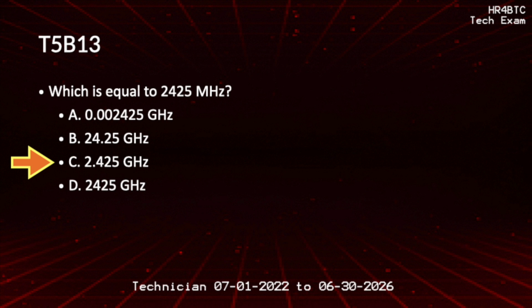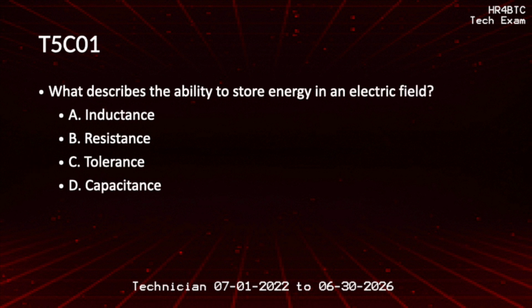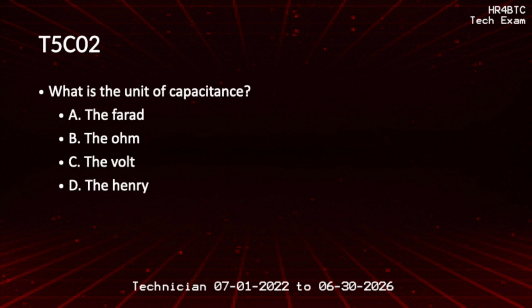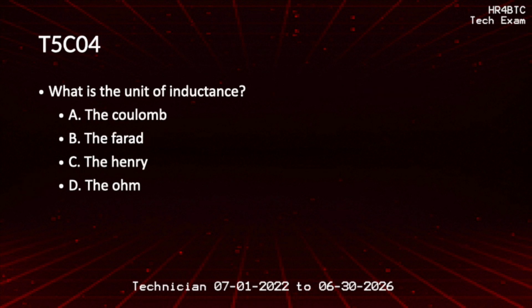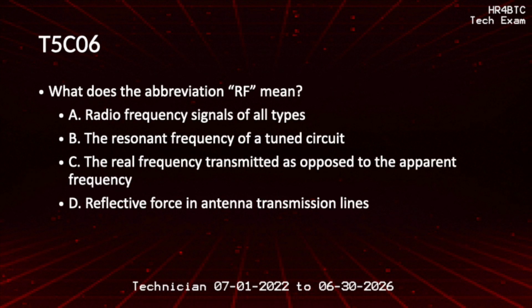2.425 gigahertz. What describes the ability to store energy in an electric field? Capacitance. What is the unit of capacitance? The farad. What describes the ability to store energy in a magnetic field? Inductance. What is the unit of inductance? The Henry. What is the unit of impedance? The ohm.